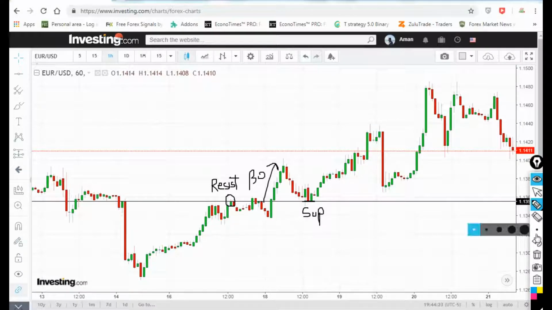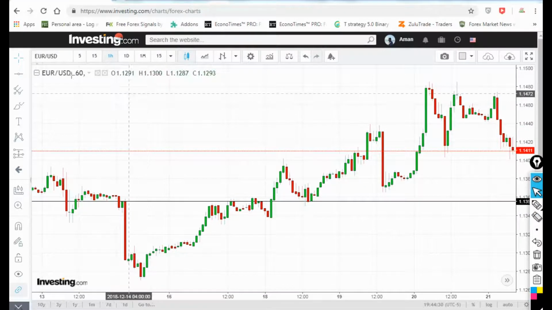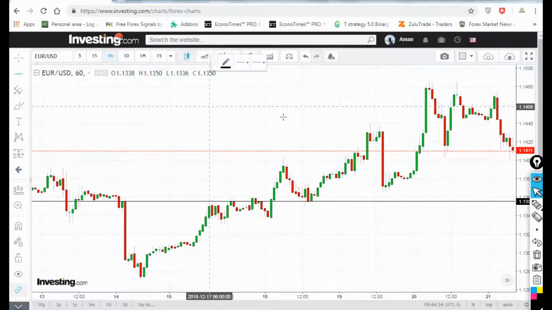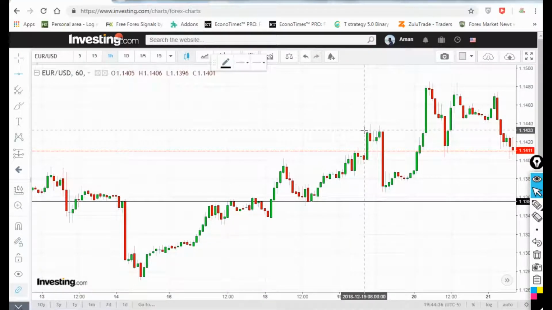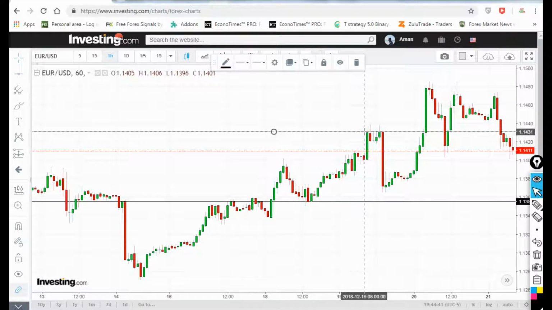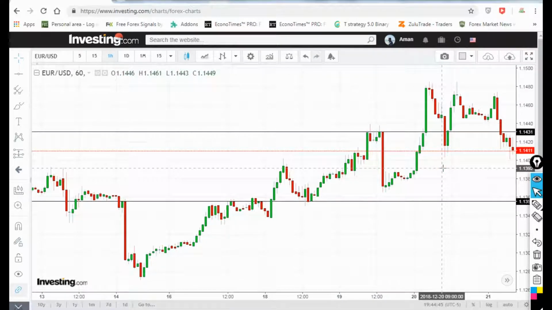Now we are going to a second example. Let's find out another true support and resistance. Let's see. If I see this is a good long breakout candle, right? So I place another support and resistance line here. Now let's see whether it is true or not.